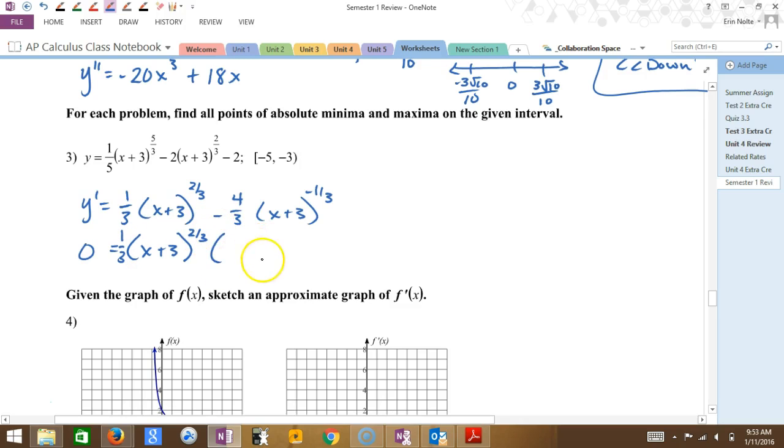Then you would have left 1 minus 4x plus 3. You pull out 1, subtract 1. Pull out 1. What is that? Negative 4/3?